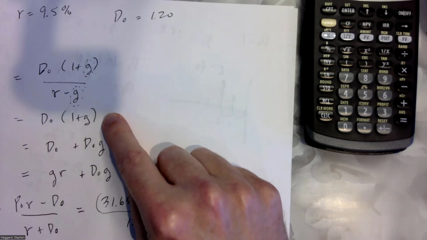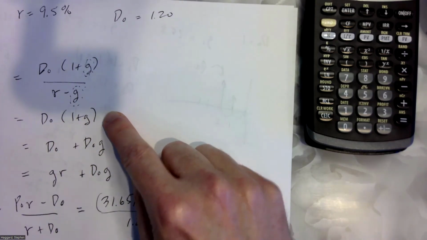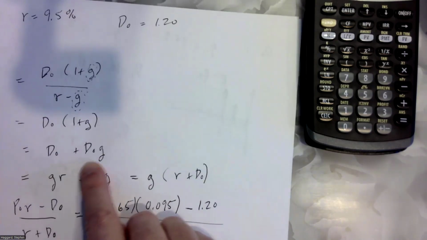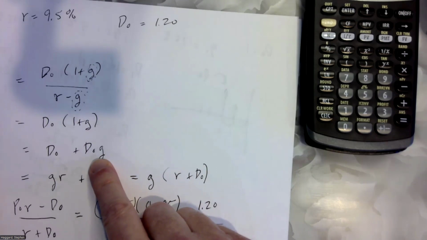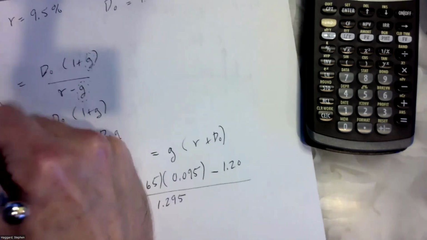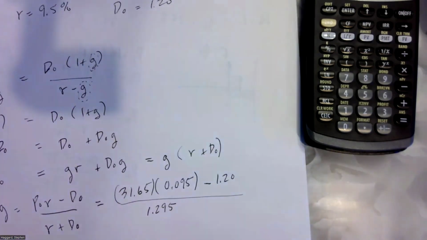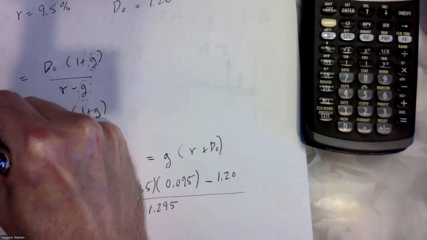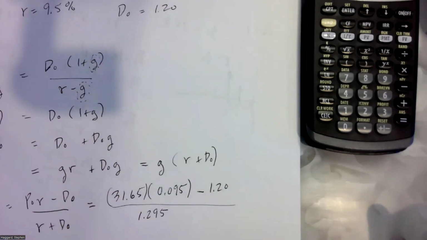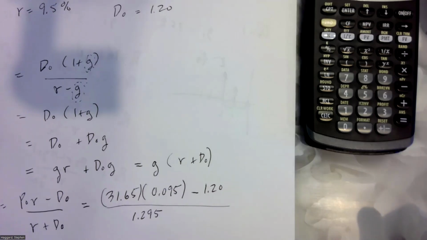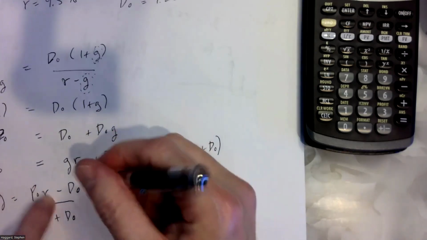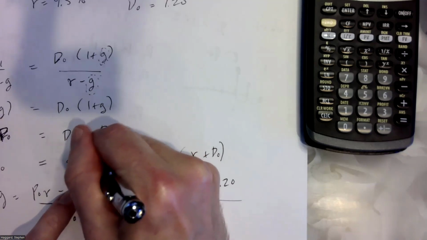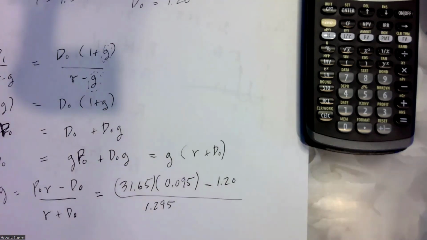So I multiplied both sides by R minus G. I distributed that, D0 plus D0G. Oh, there it is. There we go. Okay, so now, instead of moving GR over, I've got GP0. Does that look right?